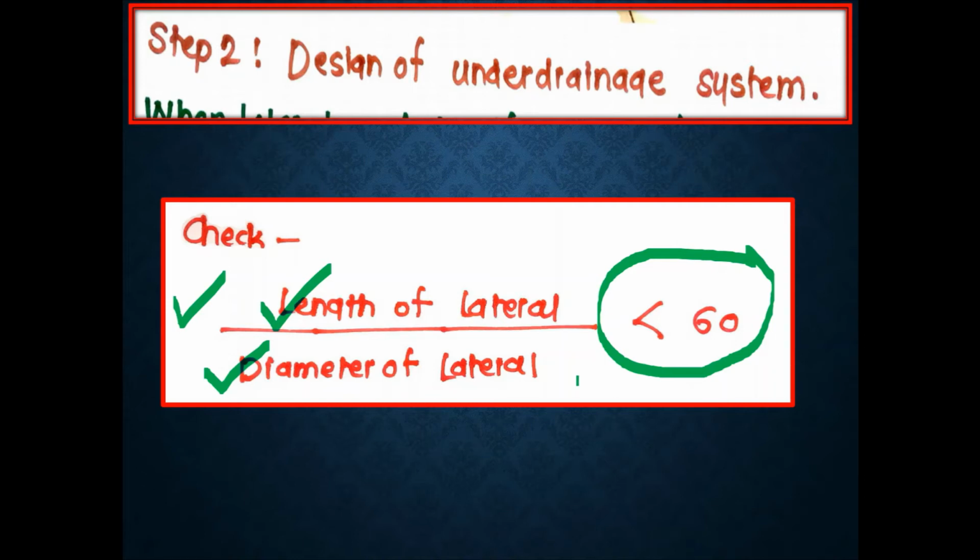This check is satisfied if length of the lateral divided by diameter of the lateral comes out less than 60, then your answer is correct. Otherwise you have to cross check the answer or change certain design parameters in the example. If it is greater than 60, your answer is incorrect, the check is not satisfied. If it is less than 60, all the steps you have followed for the design of the under drainage system are correct.